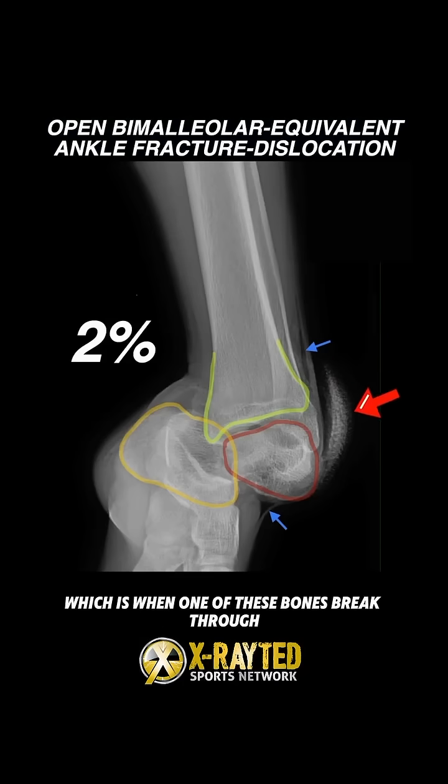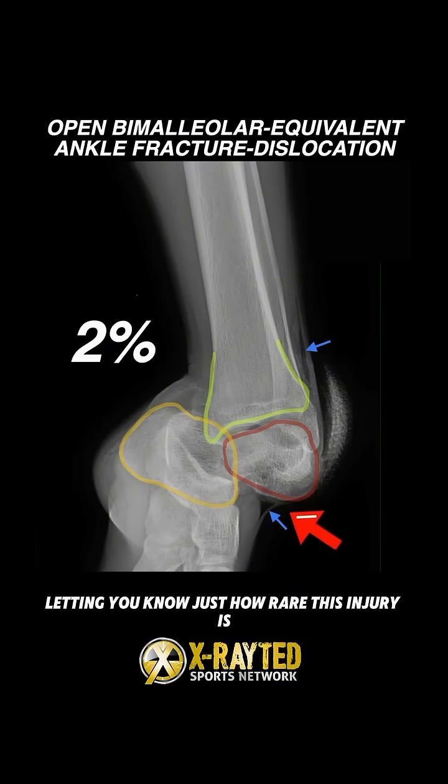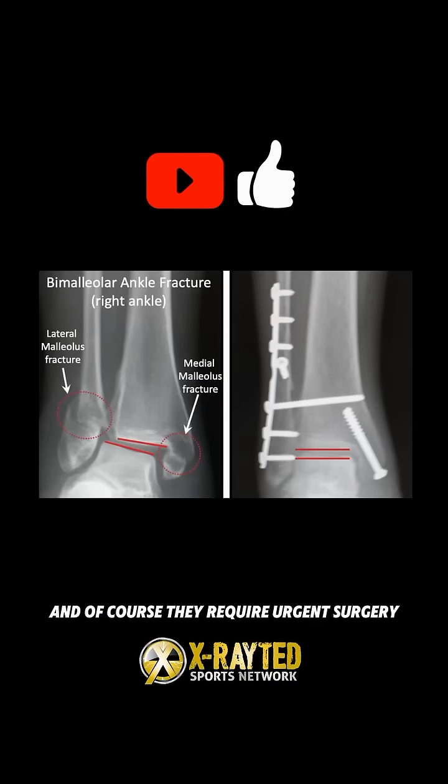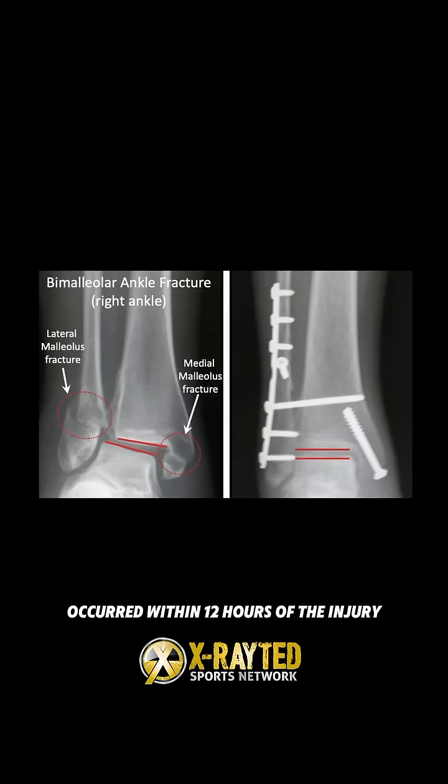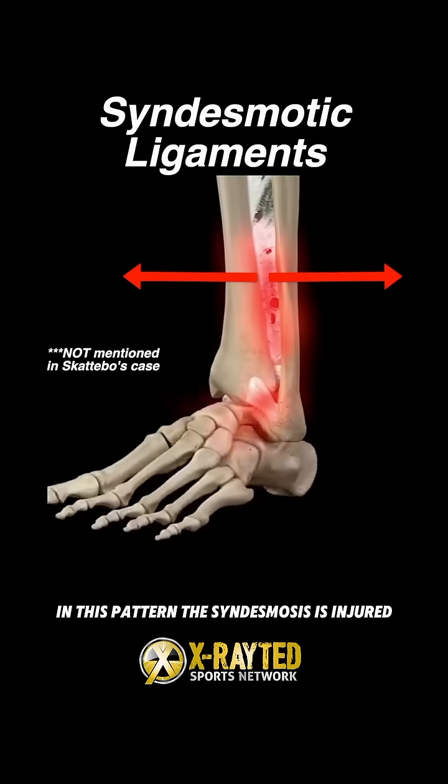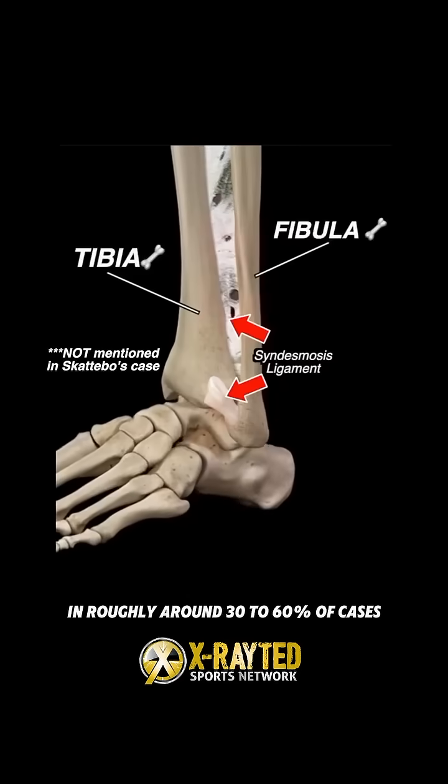Open ankle fractures, which is when one of these bones break through the skin, only make up about 2% of cases, letting you know just how rare this injury is. And of course, they require urgent surgery. We know that Skattebo's surgery occurred within 12 hours of the injury, and it does require IV antibiotics to reduce the infection risk. In this pattern, the syndesmosis is injured in roughly 30 to 60% of cases.